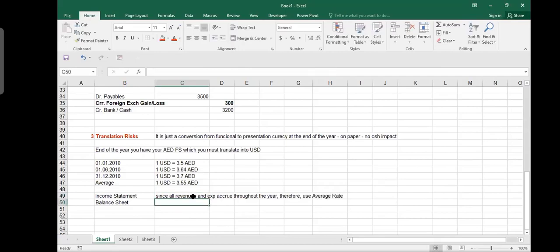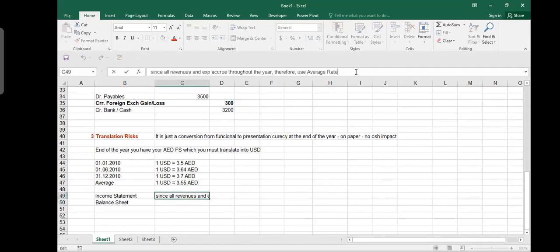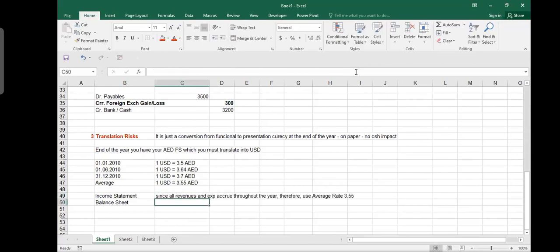So, income statement. When you have to translate the income statement, you have numbers like revenues, cost of sales and gross profit. You translate all of them with the average rate. Average rate was 3.55. Okay, clear? It makes sense.